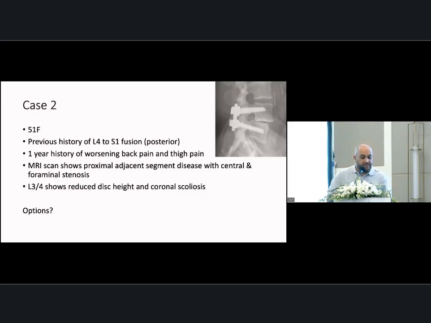Case 2, so this is a 51-year-old female. This is very similar to the picture we saw before, who's already had an L4-5 fusion, with a 1-year history of worsening back pain, thigh pain, and essentially this patient has adjacent segment disease. So in patients who have a fusion, what happens over time is that the level below or the level above can go. We know that the reason for that is that this becomes a hardened level, and so these levels take on the extra mobility with flexion and extension, so they wear out a lot quicker.